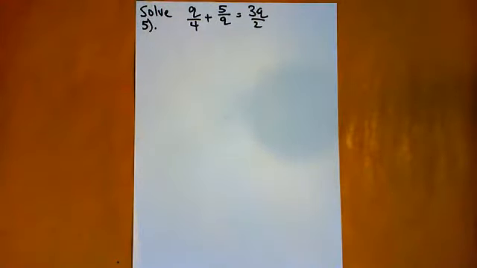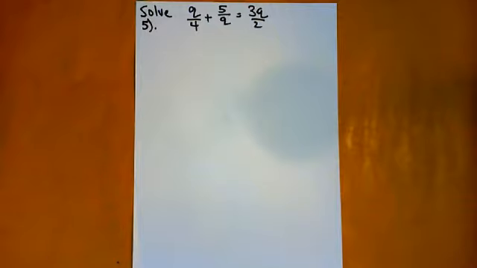So here we have an equation to solve. We have q over 4 plus 5 over q equals 3q over 2. So q is here some unknown number that makes the whole equation true.